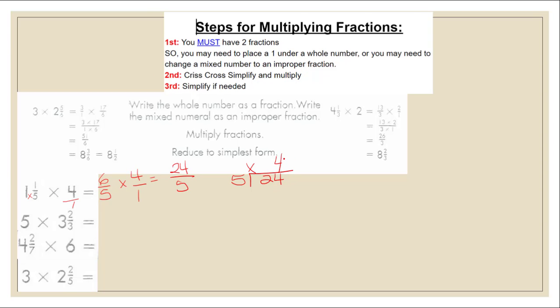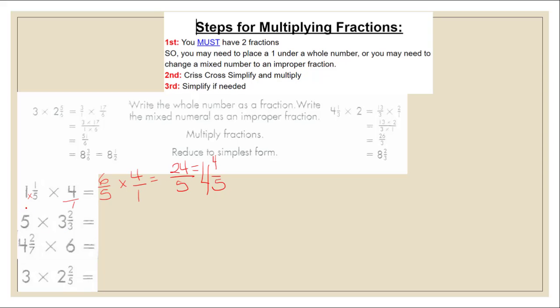Multiply. 4 times 5 is 20. Subtract. Bring down, nothing to bring down. So that gives me 4 wholes and 4 left over the 5.